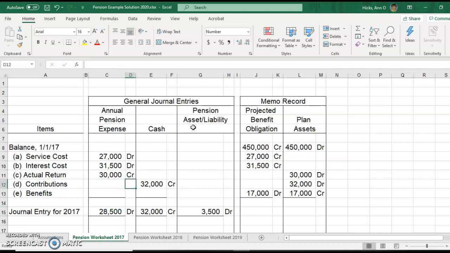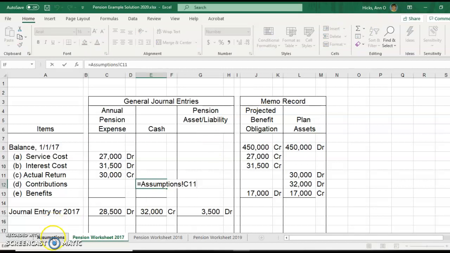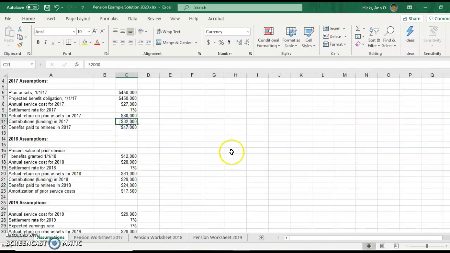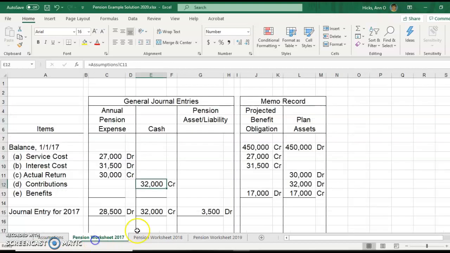Now, the credit to cash represents our contributions into the plan. And so again, that's going to come from the assumption page that was given to us. And you will notice that's a credit to cash that we will need to record. But over here, we're acknowledging that on the books of the plan, it will be a debit increasing the plan assets.